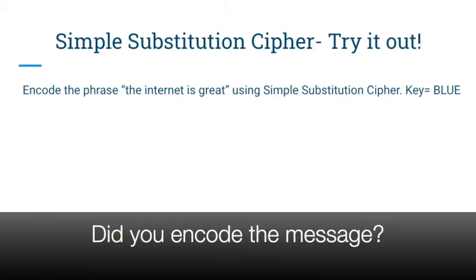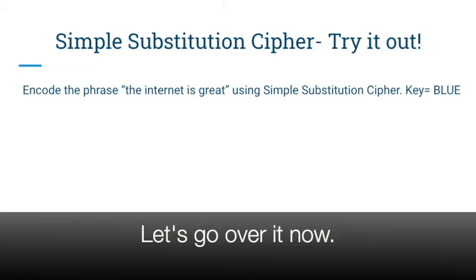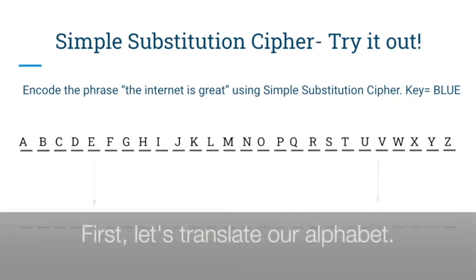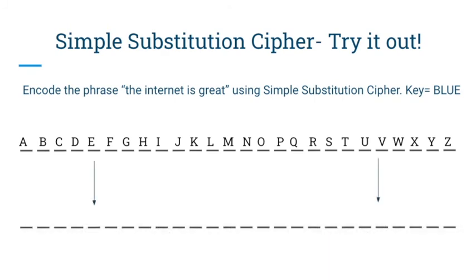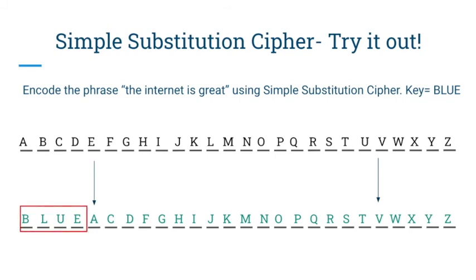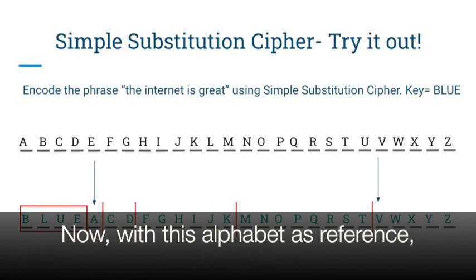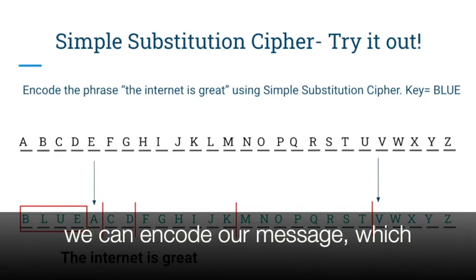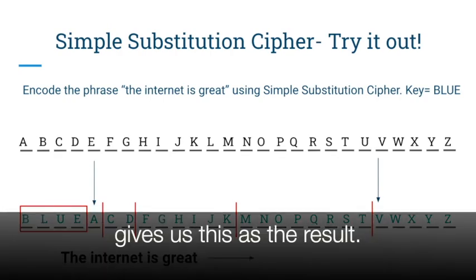Did you encode the message? Let's go over it now. First, let's translate our alphabet. This is what the new alphabet looks like. Now, with this alphabet as reference, we can encode our message, which gives us this as the result.